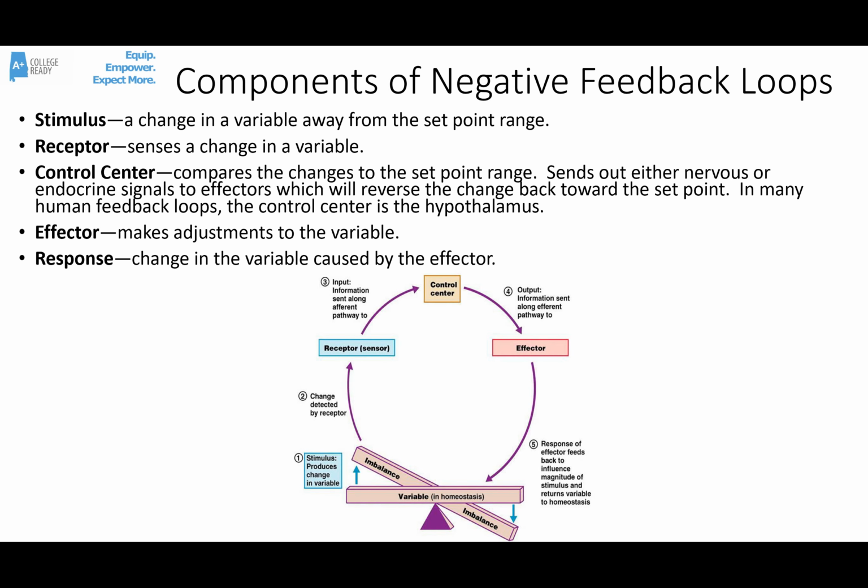So here are the basic components. First of all, there's some kind of stimulus that causes a change in the variable, moving it away from the set point. There's some type of receptor that senses the change in that variable. There's a control center that compares the changes to the set point. Usually this control center is in your brain, and typically it's the hypothalamus. Then there's an effector. This is a structure in your body that can make adjustments to the variable. And finally, there's a response.